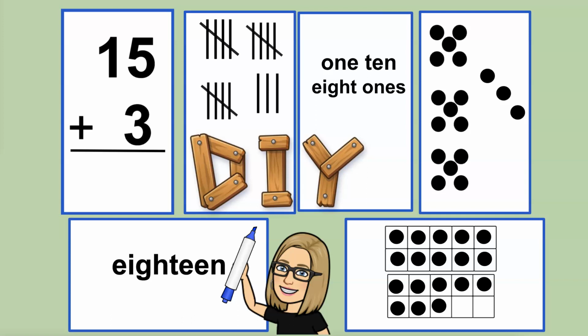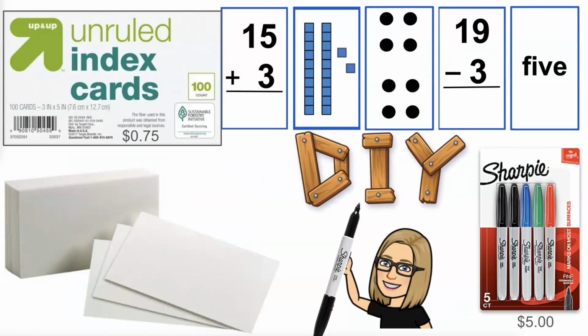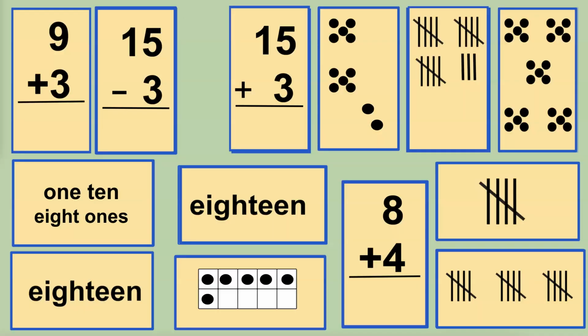To play this game, you will be preparing index cards to represent numbers. Index cards are about 75 cents for 100 cards, and Sharpies are about $1 each, so it's an economical thing for you to prepare. You're going to prepare cards to represent numbers using dots, tallies, words, digits, expanded form, addition, subtraction, whatever is appropriate for your grade level. Each of these sets should have about 12 to 17 cards.